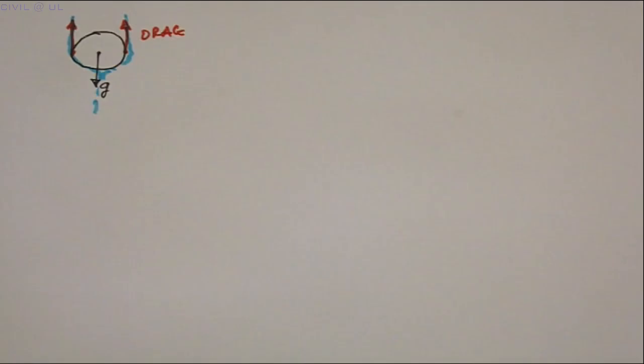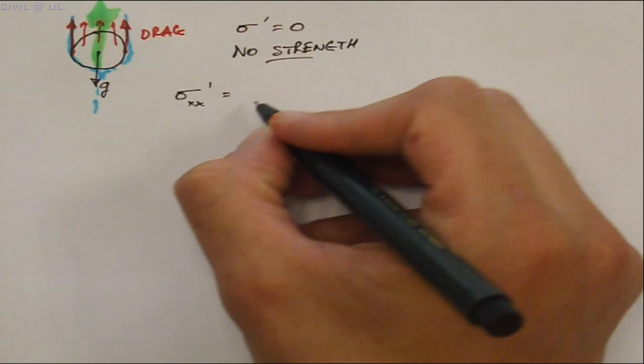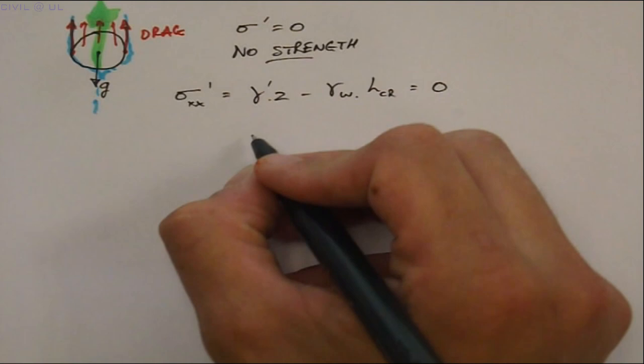Pondering this for a moment, we can contemplate the reservoir being lifted to such a height that the upward flow may create sufficient drag on the particles to cancel out their gravitational effects. If this was to occur, the effective stress at XX would equal zero and the soil would have no strength. Let's calculate the height, or H crit, required for this to occur. Setting the effective stress at XX equal to zero, we get the submerged unit weight times Z minus the unit weight of water times H crit equal to zero, or H crit is equal to the submerged unit weight times Z divided by gamma W.